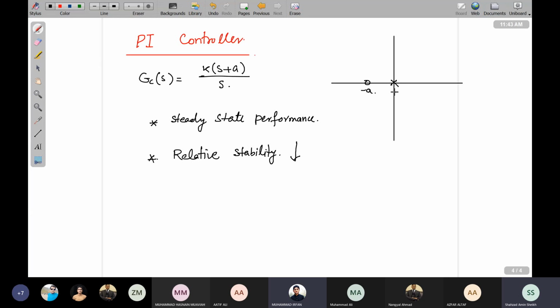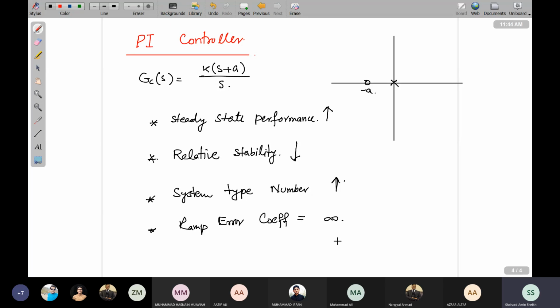Because of the pole that you have placed on the j omega axis, your relative stability is reduced. And at the cost of this relative stability you are improving your steady state performance, and the main reason for that is that your system type number has increased. So because the system type number increases, your ramp error coefficient is equal to infinity, and your steady state ramp error is equal to 0.